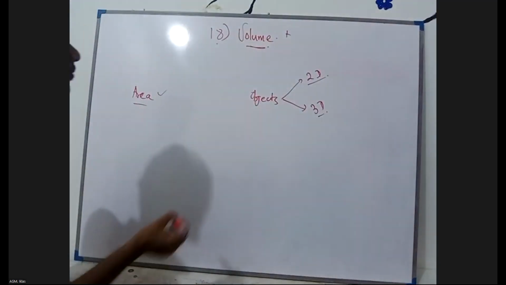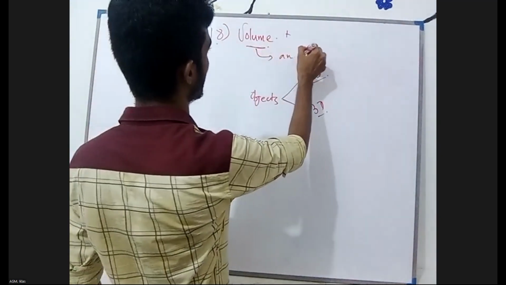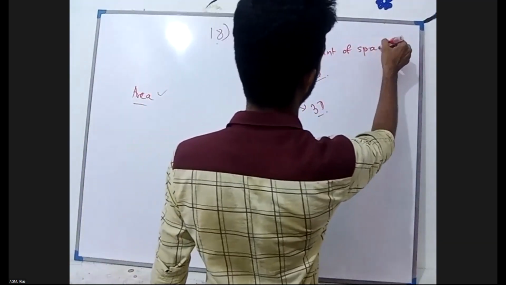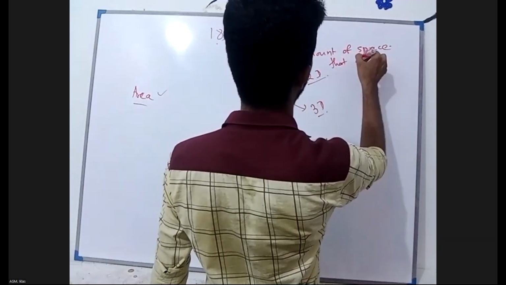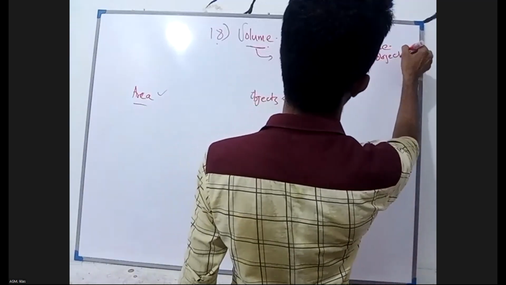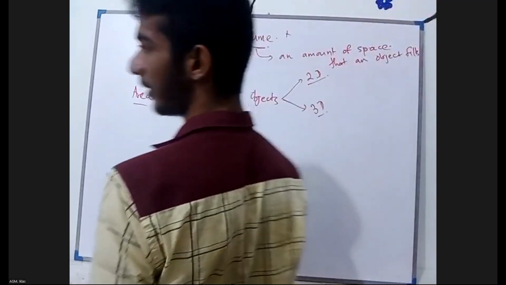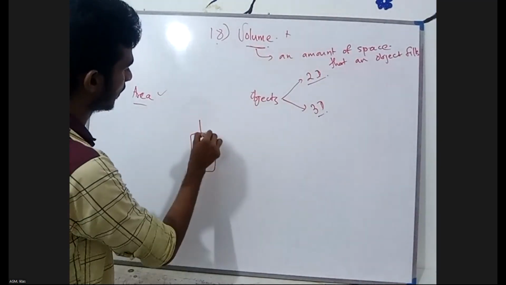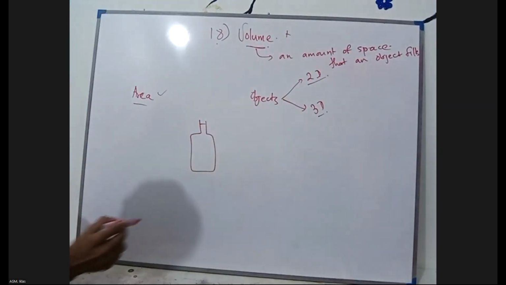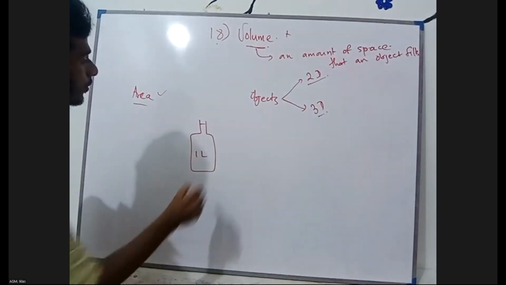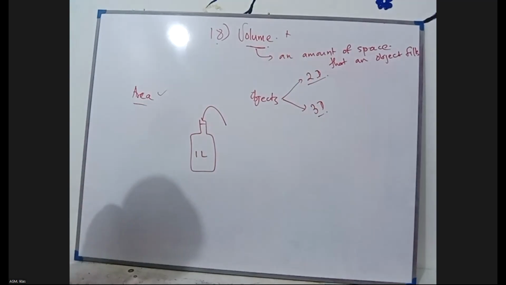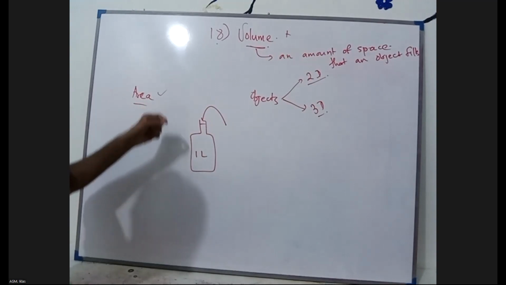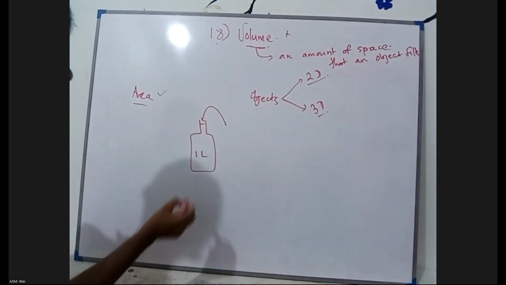So what is volume? Volume is an amount of space that an object fills. So this is the basic definition for volume. For example, if you take 1 liter of water, you can pour 1 liter of any liquid. It may be water, it may be soda, it may be anything. So this is for volume.